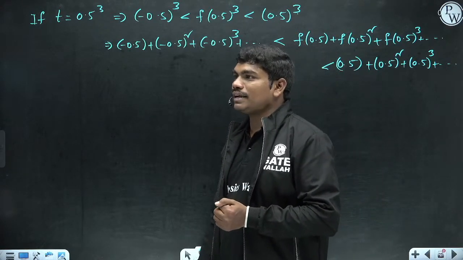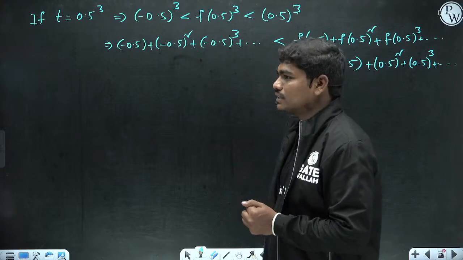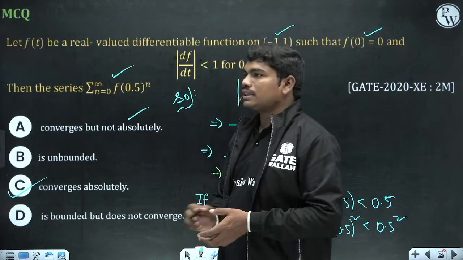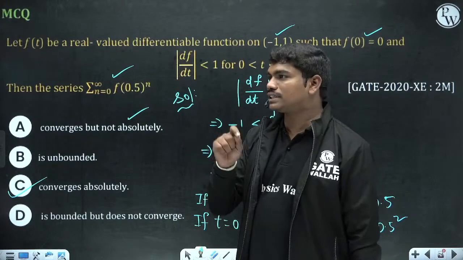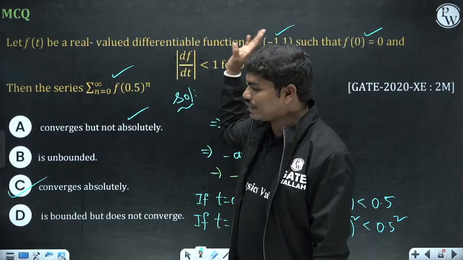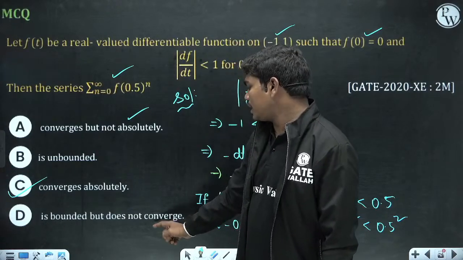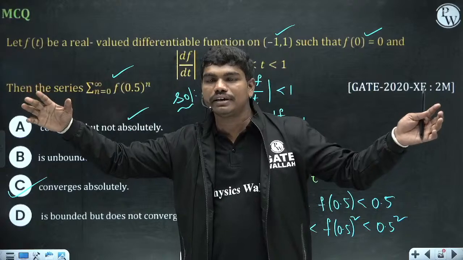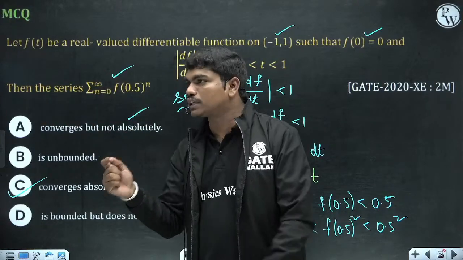Can you please explain the options in short, what each means? Yes. Converges but not absolutely means this function does not have a fixed finite value, it fluctuates. That's what this option means. Is unbounded means the function value will go to infinity. Is bounded but does not converge means it is bounded between minus infinity and infinity but it's not convergent. So that's what these options mean.